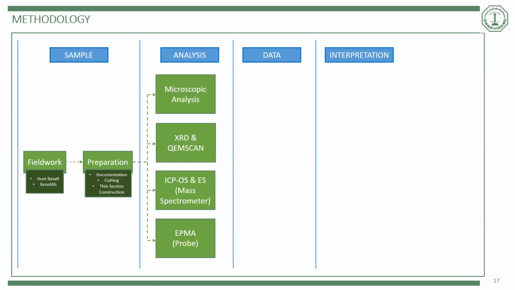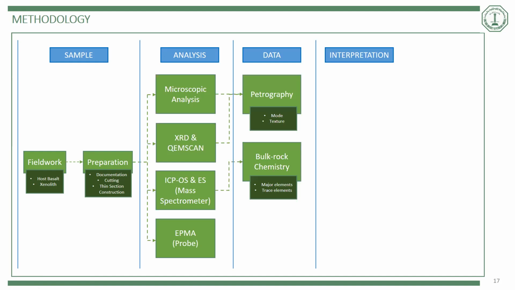perform analysis on them. So 4 analyses will have been done and will be done, which are microscopic analysis, XRD and ChemScan, ICP mass spectrometer, and EPMA or probe. Microscopic analysis along with XRD and ChemScan will provide petrography data, whereas mass spectrometry will produce bulk rock chemistry, and EPMA or probe will produce mineral chemistry.